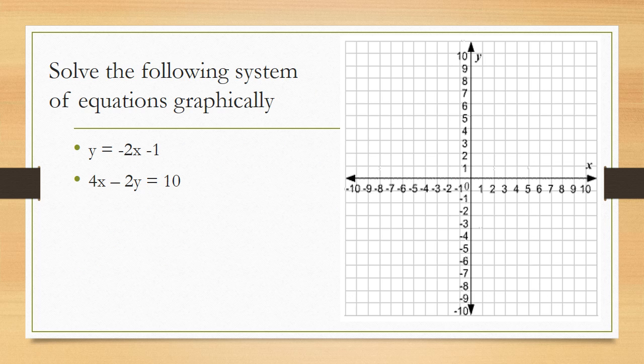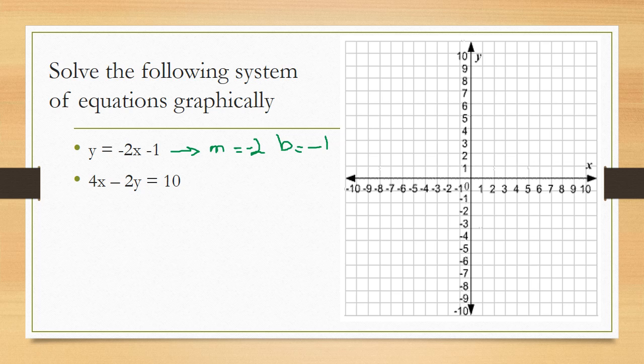So let's take a look at our first example where we have a system of two equations, y equals negative 2x minus 1 and 4x minus 2y equals 10. To be able to graph these two equations, I need the equations to be in the y equals mx plus b form. So if we look at the first equation, it's already in that form where m, which is the slope, equals negative 2, and b, which is the y-intercept, equals negative 1.